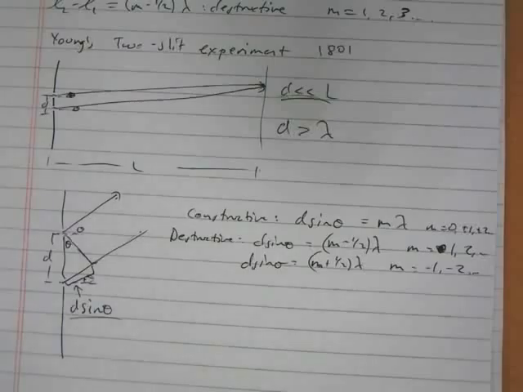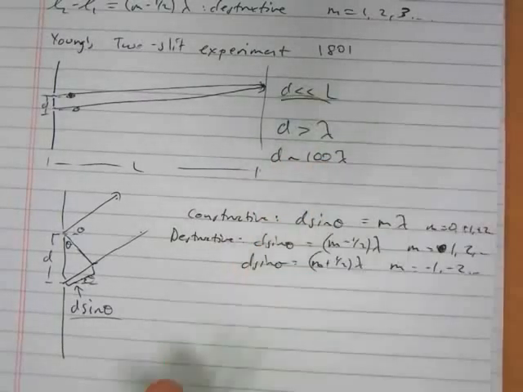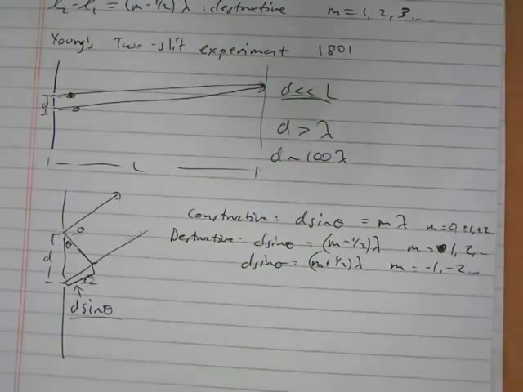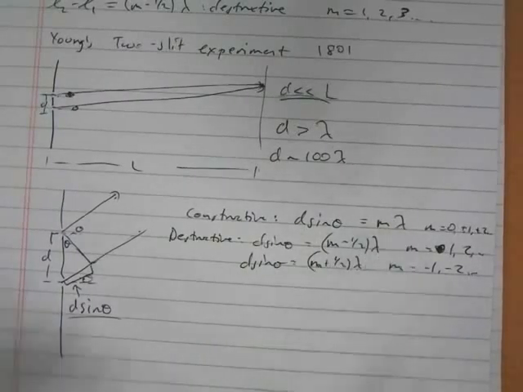In practice, we want the distance to be about equal to 100 times the wavelength. If that distance gets too big, even if it's still much less than L, if it's too big relative to the wavelength, it becomes very difficult to see the interference pattern because the fringes just start getting way too close together.